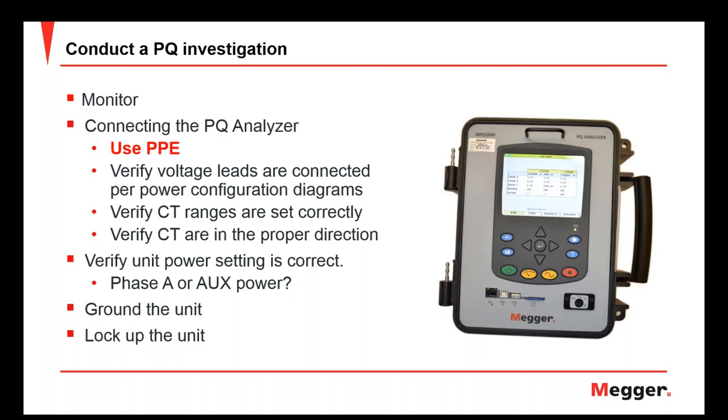Now, some power quality analyzers can also be powered off phase A. Some have to be plugged in. Some can be either. So always make sure if they can be either, you have it set properly. Ground the unit for safety. And if the unit is somewhere where people can see it, lock it up. If you can put a padlock on it, that's great. If you can hold it down. Otherwise, we've had many instances where people have put units out and the units have not been there when they got back because they were in plain sight.